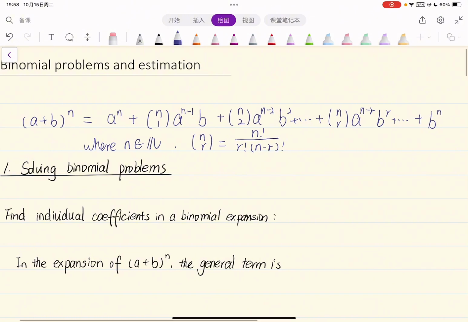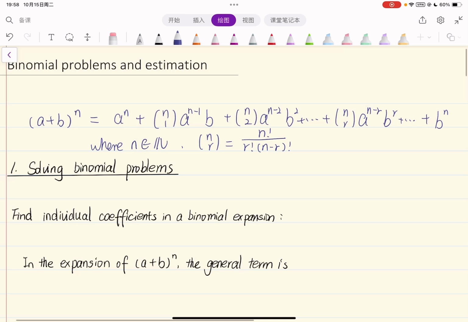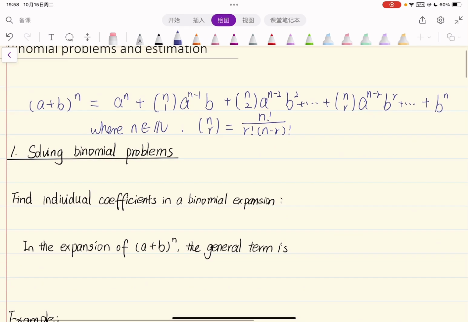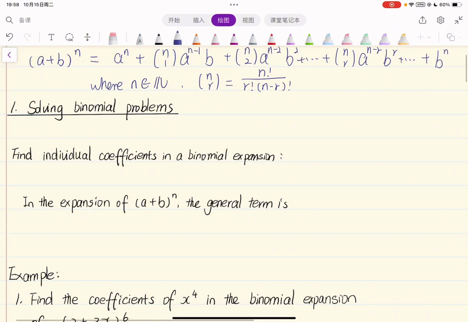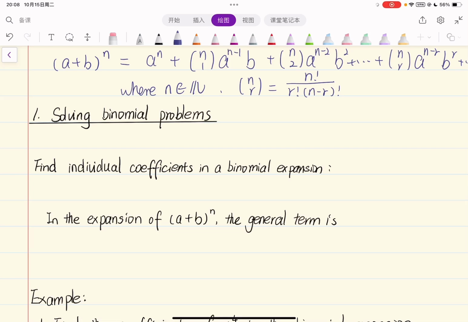That is binomial expansion. So let's firstly see how to solve binomial problems, that is, to find an individual coefficient in the binomial expansion. In the expansion of (a+b)^n, the general term is n choose r times a^(n-r) times b^r.